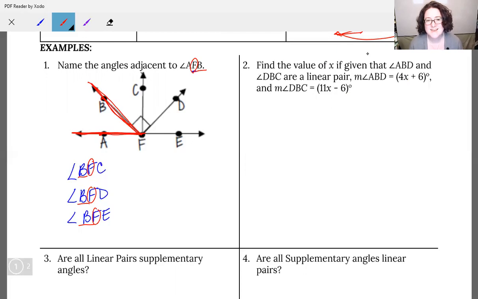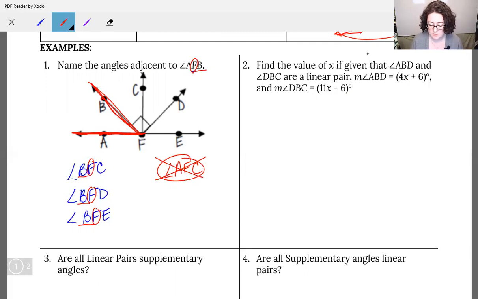Now, here's a non-example, one that wouldn't work: angle AFC. It has that common point F, but it doesn't have a common side. It actually overlaps the angle that we're trying to use. We can't overlap it. We have to only share the side and the endpoint. So AFC is not an adjacent angle.